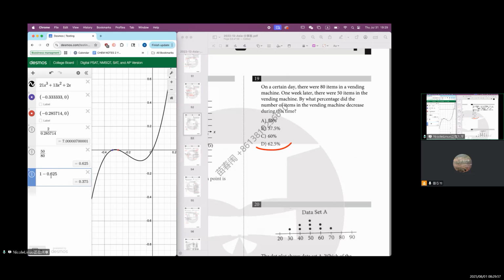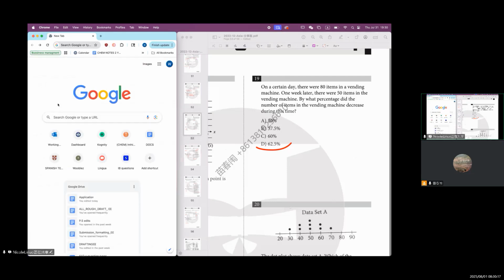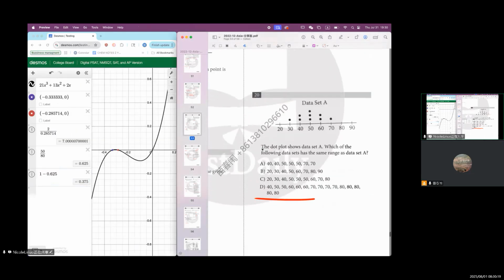Is it B? Yeah, I think this is just me going fast. Not that I didn't do it, I just forgot because I was going fast. Yeah, this is a percentage decrease. Percentage increase, decrease. Yeah. Okay, 20. Oh, what happened? 20, I put D.